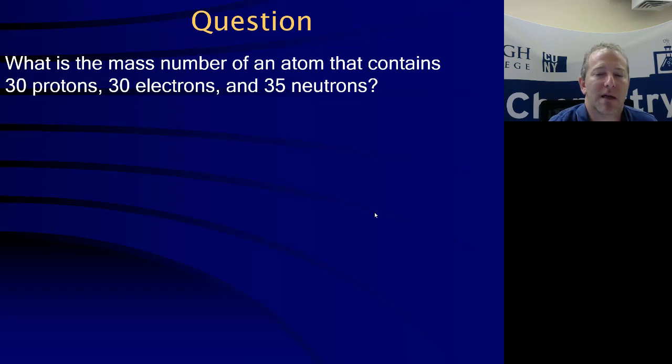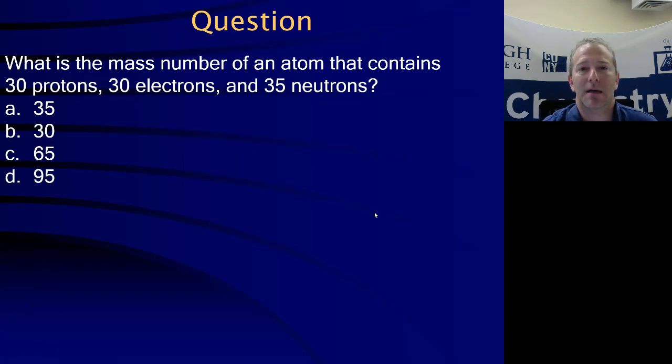Regardless, if it's got the 30 protons and electrons and 35 neutrons, what is its mass number? I'll give you choices, and you can enter your answer. All right, so 30 protons, 30 electrons, and 35 neutrons does not add up to 95, because the mass number does not include the electrons. They don't weigh anything. They're effectively massless. So we're only talking about the things that lead to the mass of the atom, which is all the stuff in the nucleus, the protons and neutrons, so that is 65.